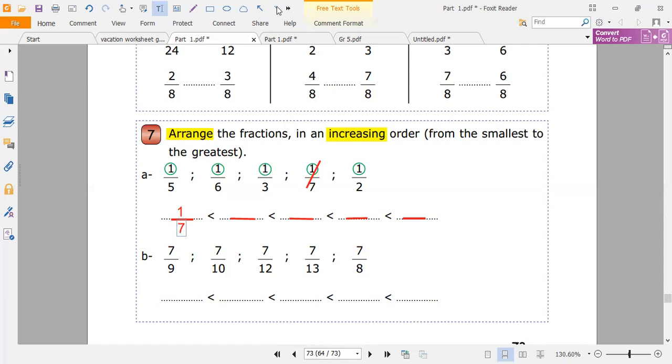So here we have to write 1/6. Then 1/5. Then 1/3. Then the biggest fraction is 1/2 because it has the smallest denominator. So it will be the biggest one. So 1/2 is the biggest fraction.